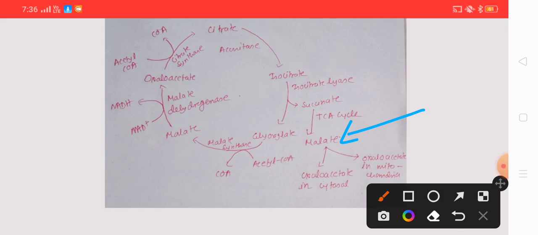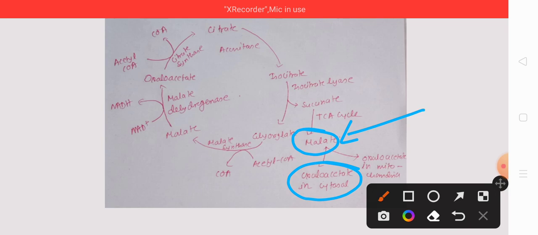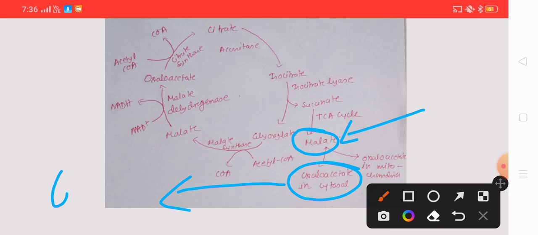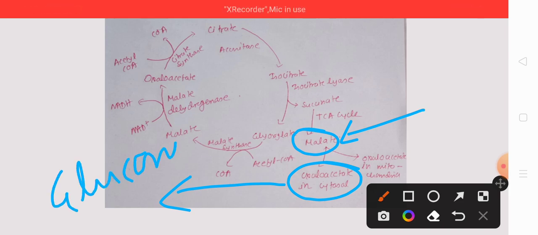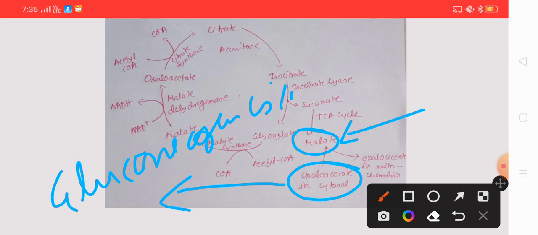Now another fate that this malate can follow is that it will travel to the cytosol, where it will be converted into oxaloacetate. Now you may ask, what is the utility of converting itself into oxaloacetate? If this malate is converted into oxaloacetate in the cytosol, then it will get the opportunity to enter gluconeogenesis. And we all know what the end product of gluconeogenesis is. The end product of gluconeogenesis is glucose, right?